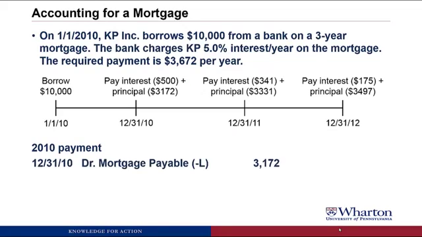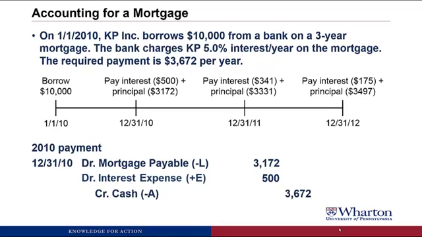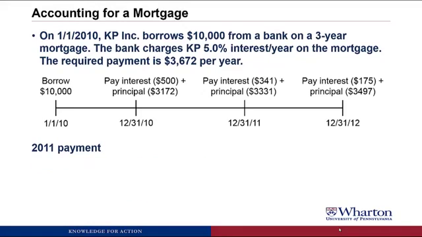So here we're going to reduce the principal balance in mortgage payable by $31.72, so reduce the liability with a debit. We're going to debit interest expense for $500 to represent the cost of the interest during the year, which needs to go in the income statement. And then we credit cash for the amount of the payment, $36.72. So let's try it again with the 2011 payment, and here is the pause sign.